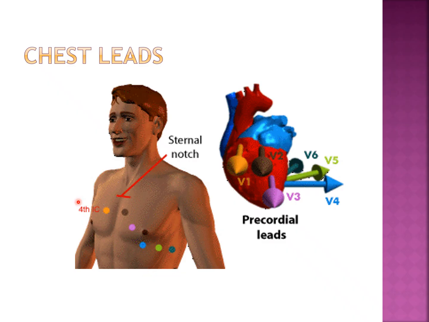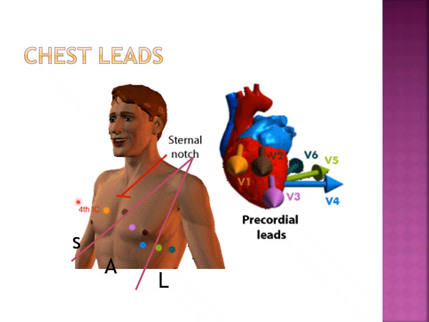Now, one of the things that I like to do, a way for me to remember which leads have to do with which portion of the heart, is to remember Sal. I'm from New York State, so Sal is a mule who pulled the barge on the Erie Canal. So that's how I remember it. So Sal: septal, anterior, and lateral.